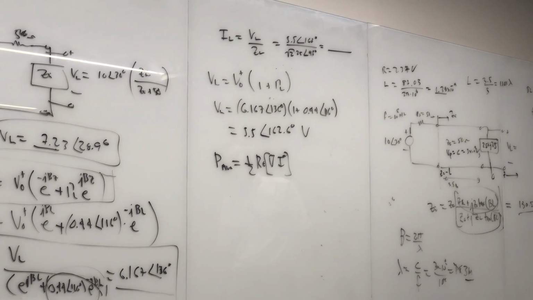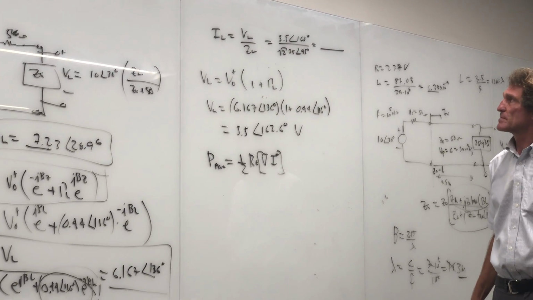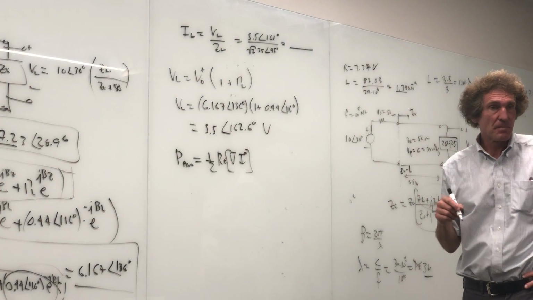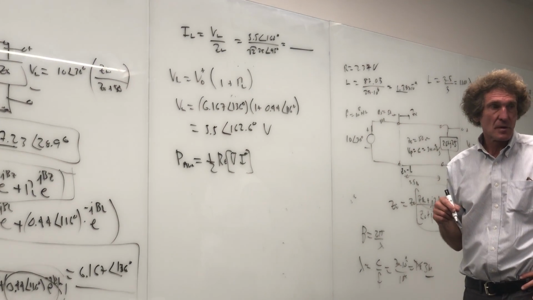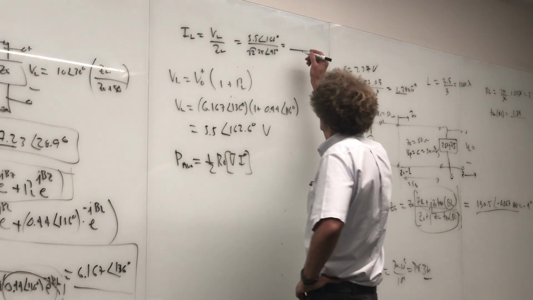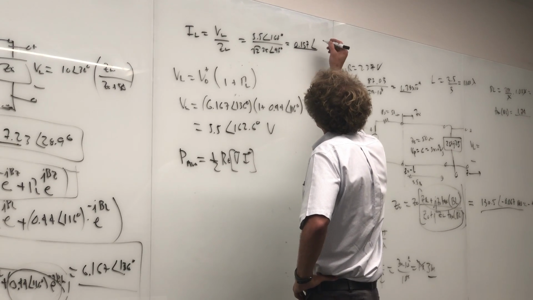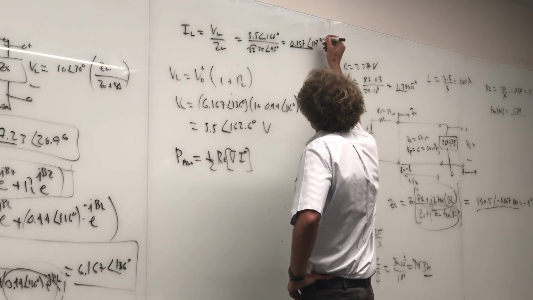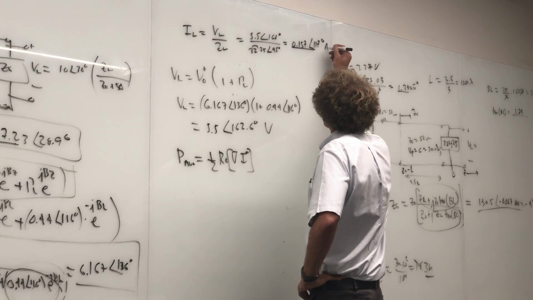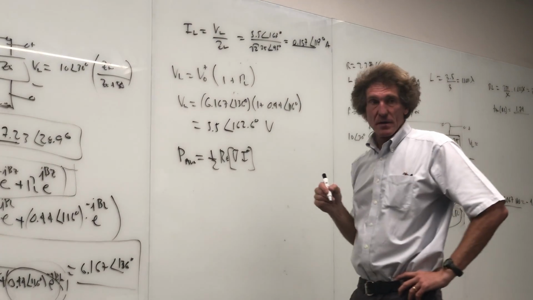And what's 5.5 divided by square root of 2 times 25? Can you just give me this value? 0.157. I think it's 117 degrees, isn't it? That's right. 117 degrees, and that's amps, right?